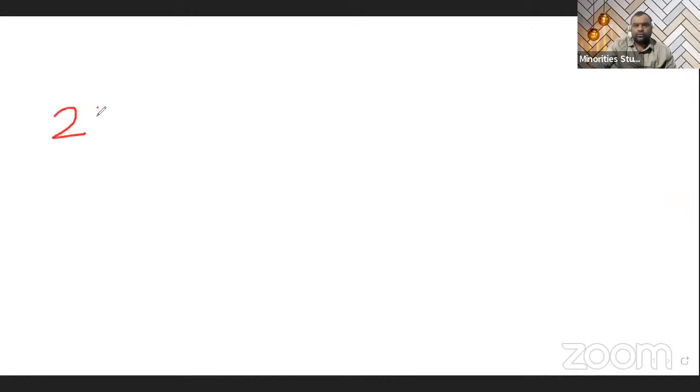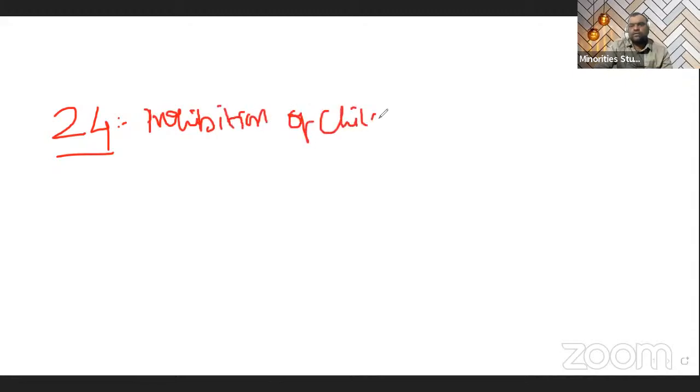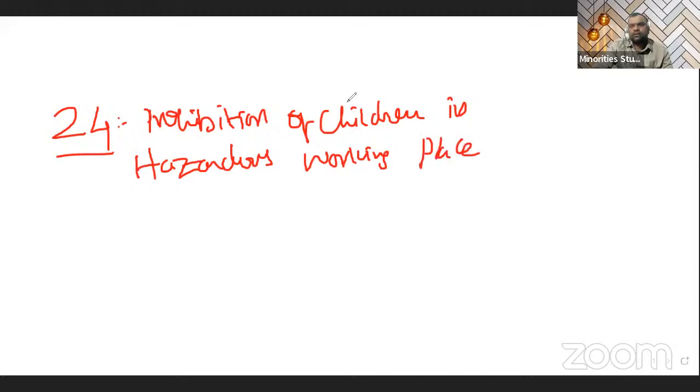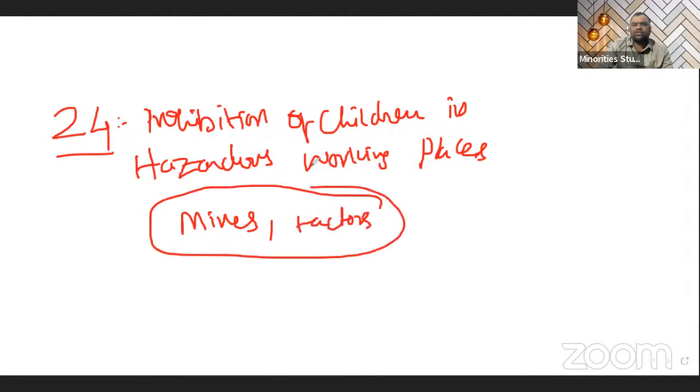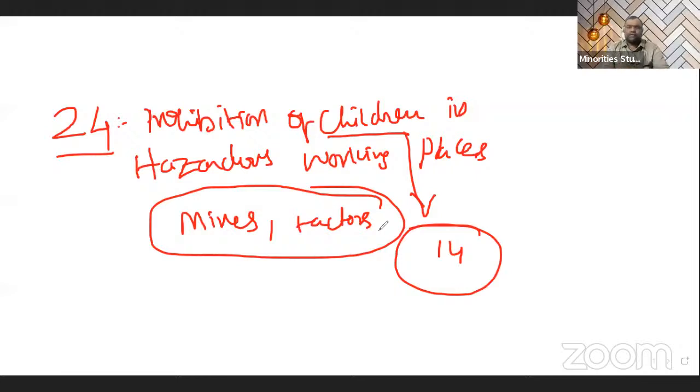Let us move to Article 24. This article talks about prohibition of children in hazardous working places. In mines, factories, wherever there are hazardous working places, children are prohibited. So who are children according to this? Below 14 years. Below 14 years are children.